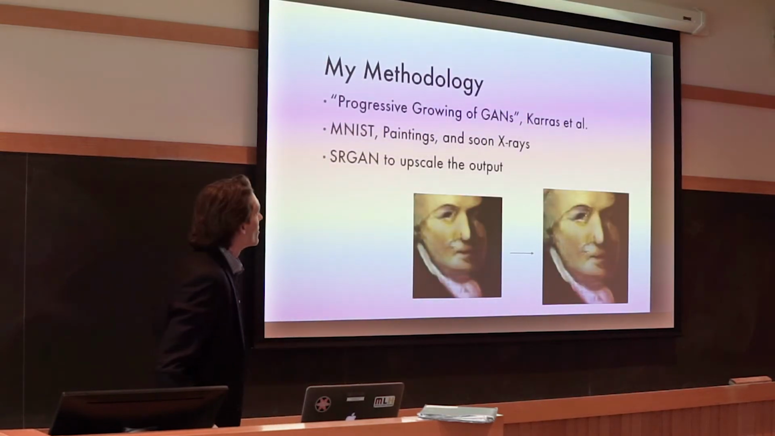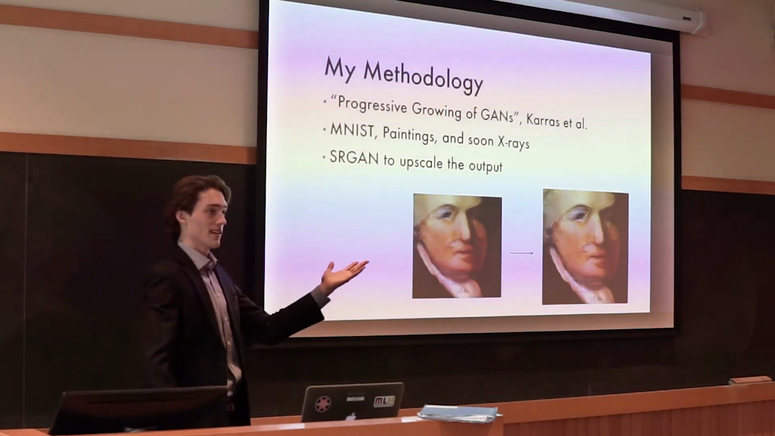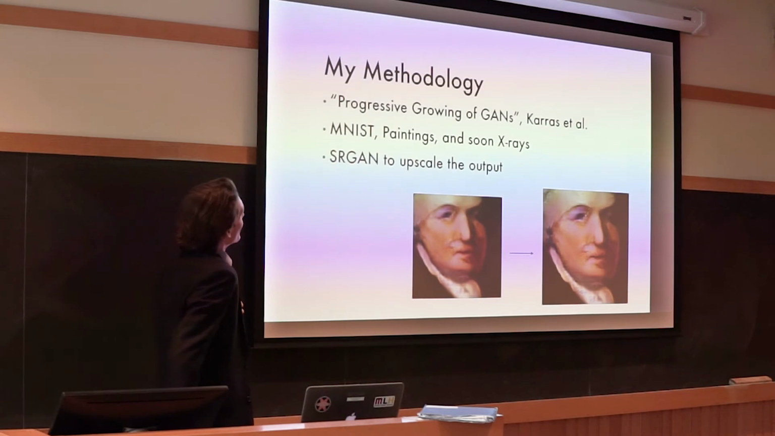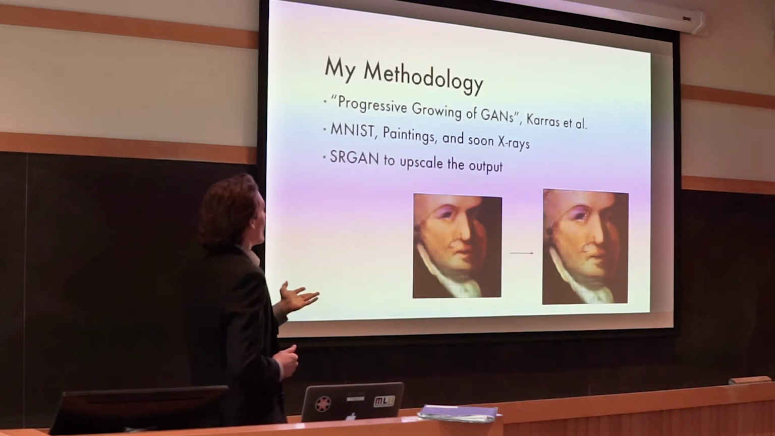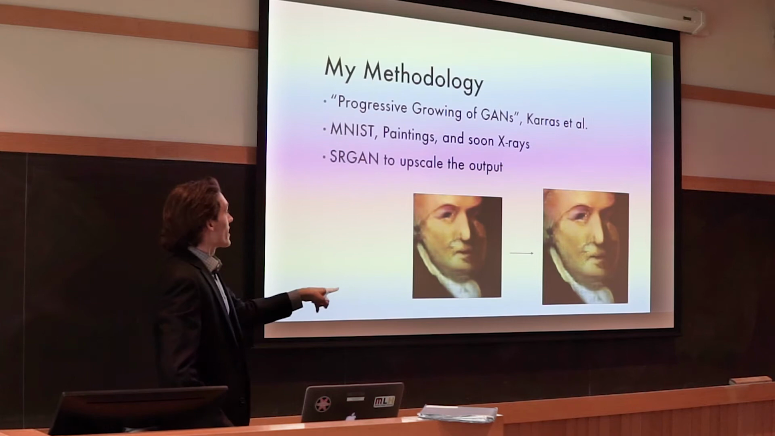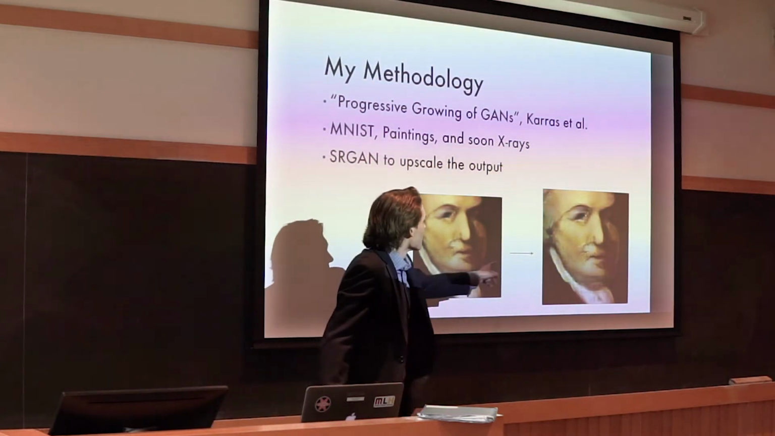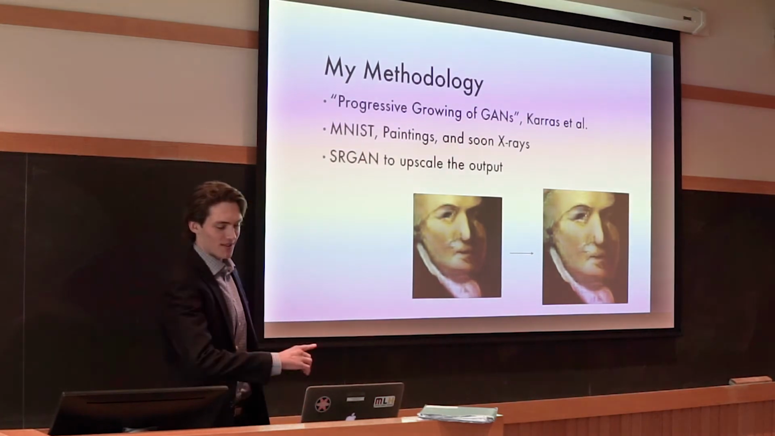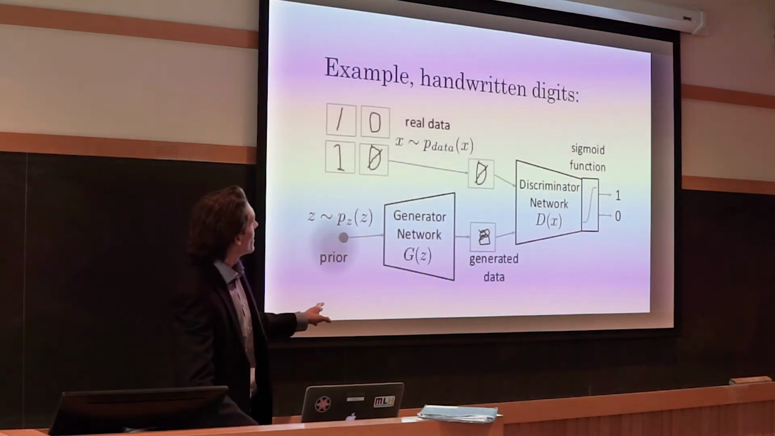So what did I do to get these results? I used the code from the team at NVIDIA because, again, it was pretty good. And then I ran it on the MNIST dataset, some paintings, and I've also done it on X-ray images. And then I used a second GAN, because GANs are cool, to upscale the output, and I'll talk about that part later.